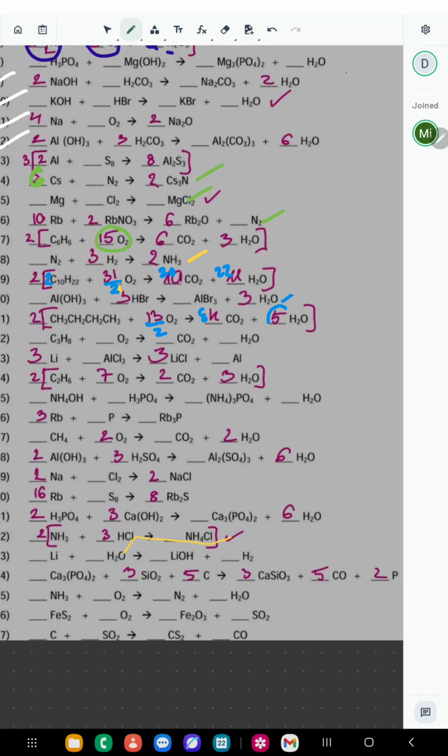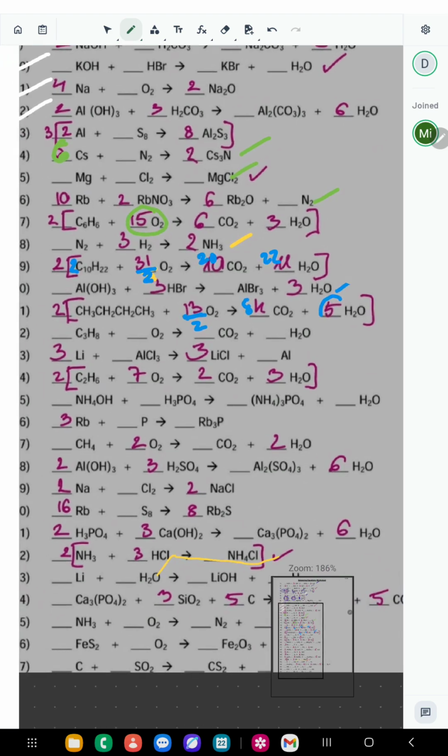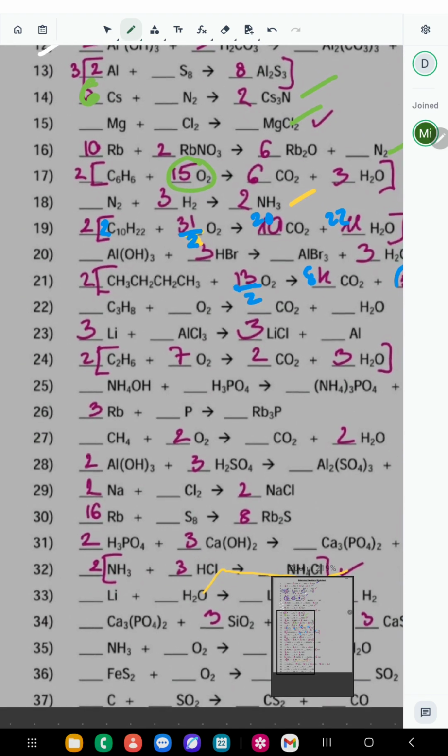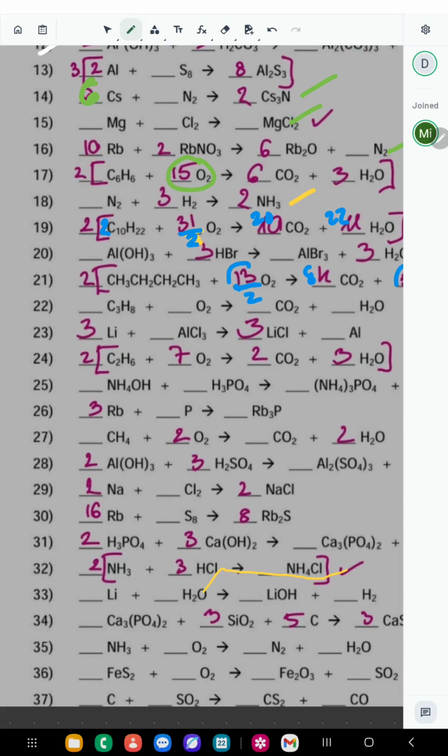Yes, you did it correctly. This one is correct, except you only put 13. It should be 13 over 2. Then you multiply both sides by 2. See? Because if you only put 13 here and you multiply all of the sides by 2, this would become 26. It should be 13 over 2. Then 22. What happened here?